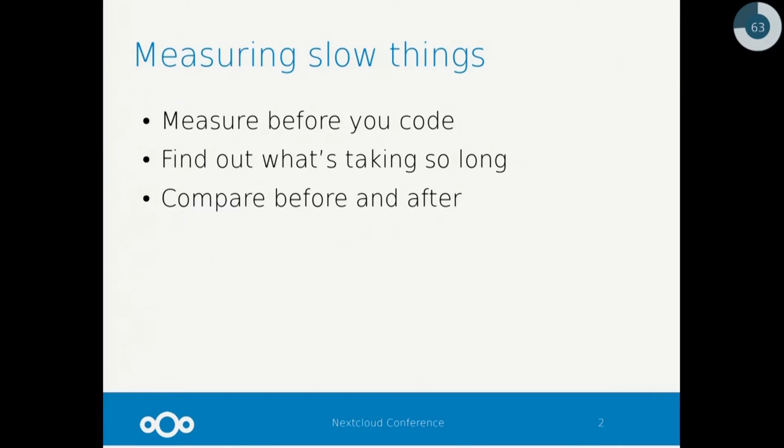But the problem is, what is actually slow? Where do we need to make things go faster? And that's what I'm here to teach you. The obvious solution is to measure things. Measuring helps us decide what to do.